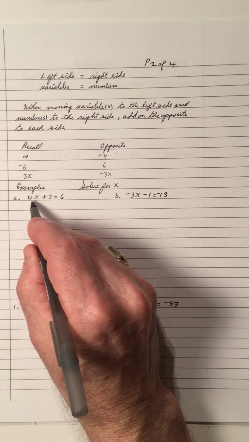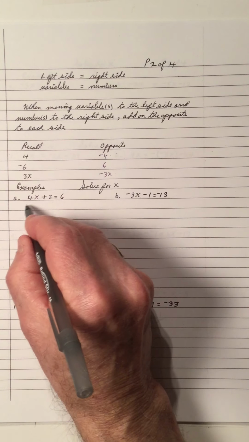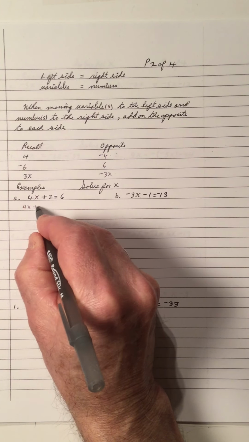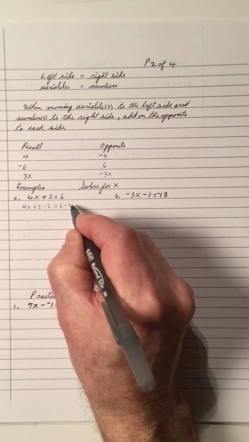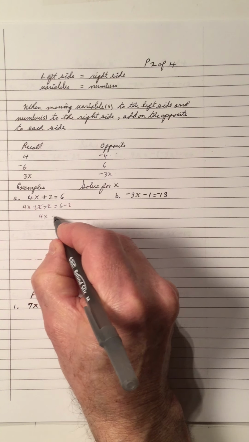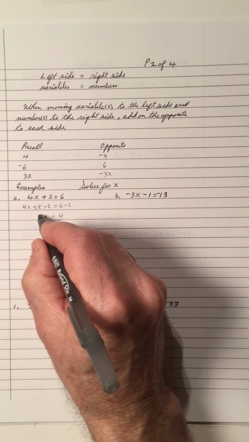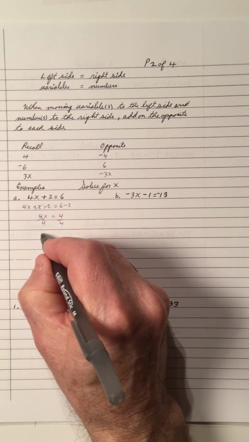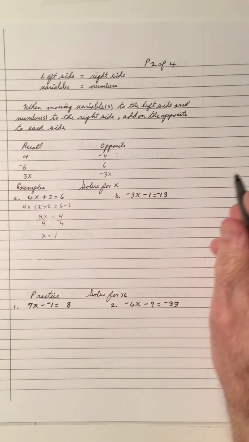Notice the x is on the left, which is where I want it, but the number has to go to the right. So I will add on the -2, so I'll subtract 2 from both sides. That gives me a 0 when I add, and 4. Now I'll divide both sides by 4. The 4's cancel. They give me a 1x, which is x. 4 divided by 4 is 1, so 1 is the answer.